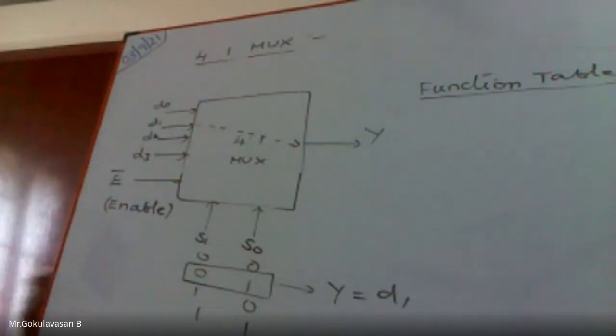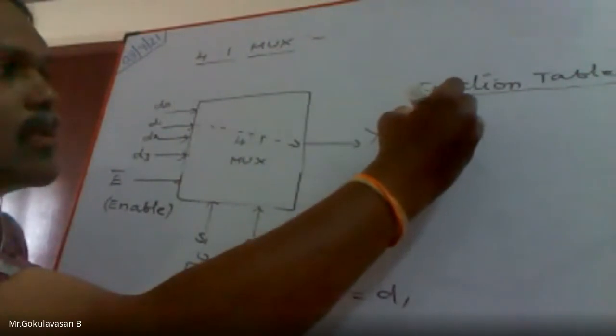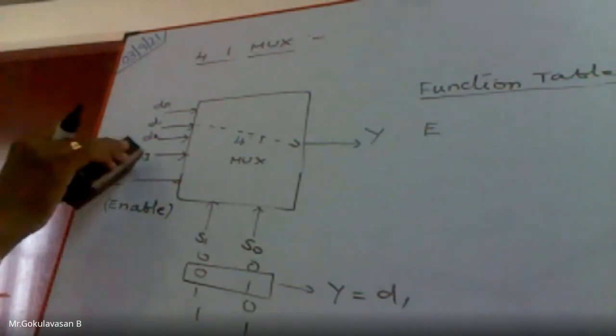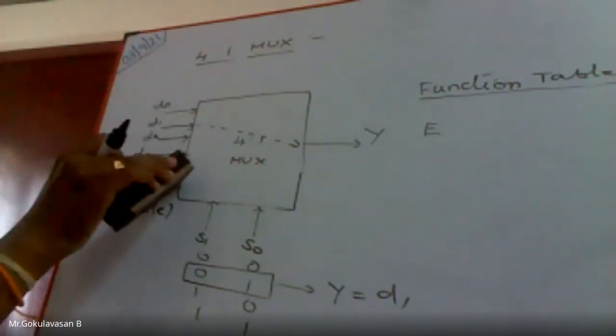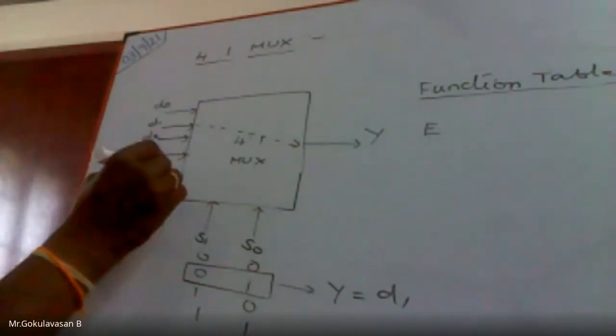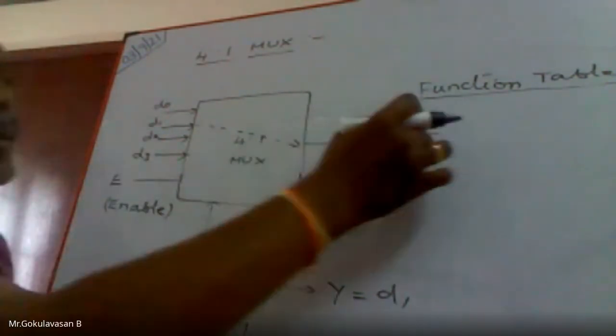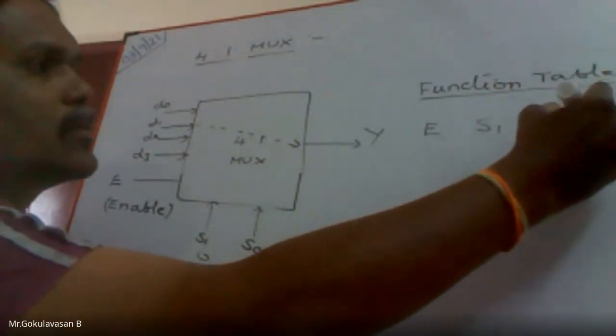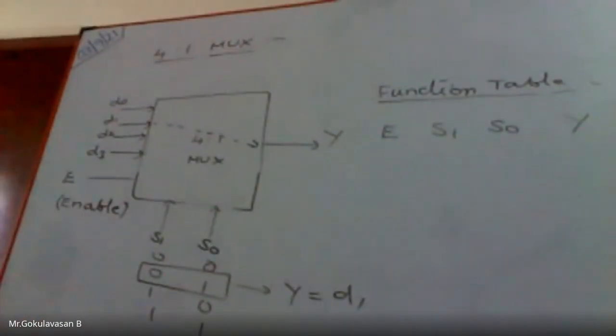Right? So see here, I am going to take, for example, the E value. For example, suppose this is an active high signal. I'll be having a pin like this. Active high. So enable, S1, S0, then Y. This is how the skeleton of a function table will be. Okay, I think it's visible.